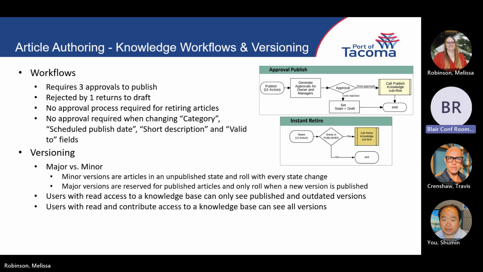And so versioning, like I said before, we've got major and minor versions. Minor versions are all articles in an unpublished state. So for instance, when you create a new draft of an article, it'll start at version 0.01. When you submit it for review, it'll roll the revision to 0.02. Once it's published, it'll roll to version 1. So any whole number versions, those are major versions, and those are only published versions. All the minor point versions, those are reserved for unpublished articles.